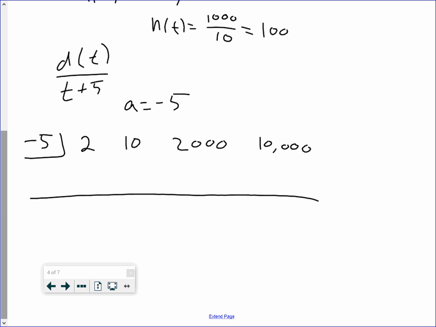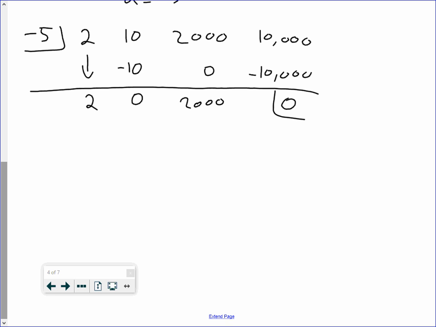Synthetic division is another way to do long division. So bring down the 2. 2 times negative 5 is negative 10. Add going down gives me 0. Negative 5 times 0 is 0. Then I get 2,000. Negative 5 times 2,000 is negative 10,000. And I get a remainder of 0.